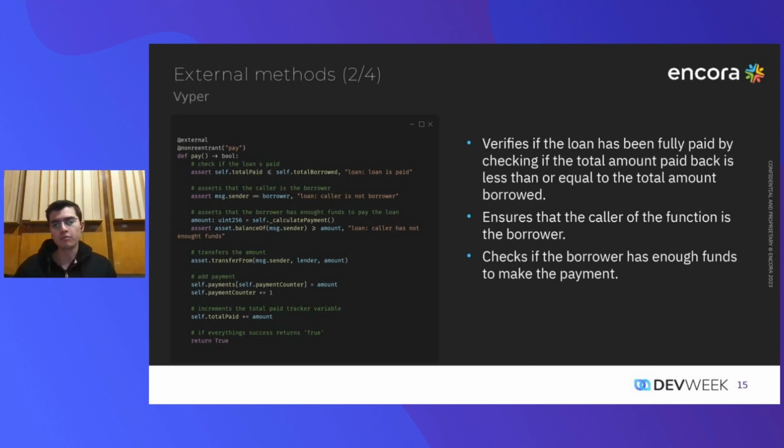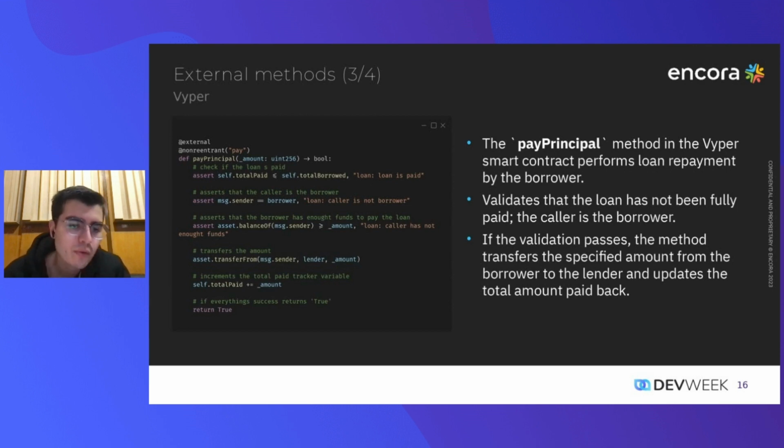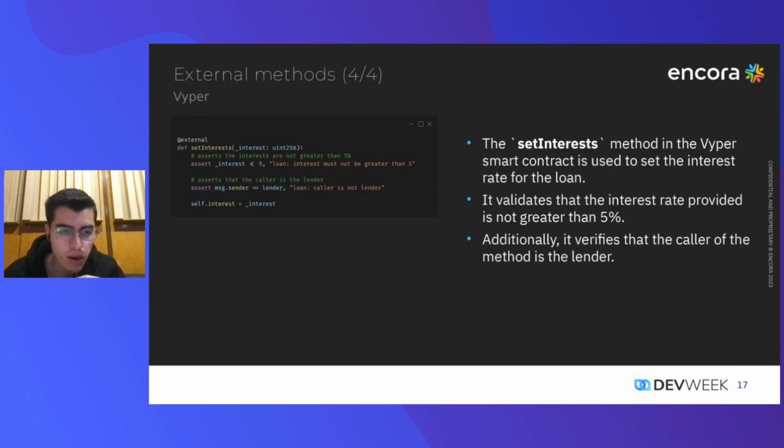So as you can see, comparing Vyper with Solidity, Vyper is a lot more readable. We have a pay principal method to allow the borrower to pay directly to the principal of the loan without paying any interest. We have a set interest method to allow the lender to define the interest, maybe something that needs to be variable. In some cases, a lot of loans change over time, and in this smart contract, we can do that. So that's really useful.